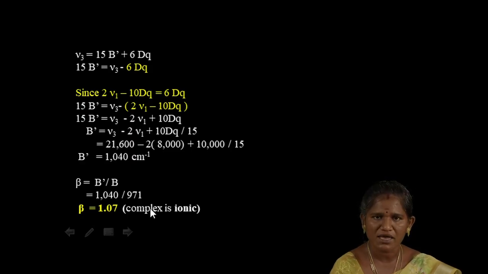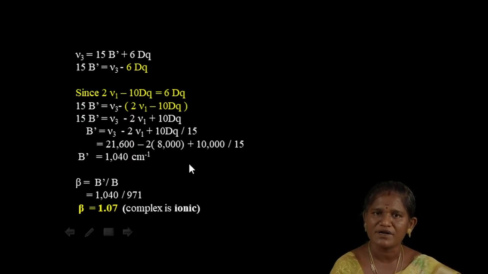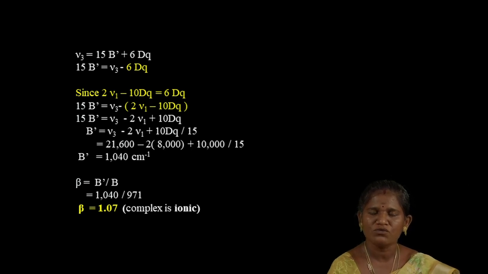So in this way, we can predict the crystal field stabilization energy and also this beta value, that is the nephelauxetic ratio. From the nephelauxetic ratio, we can predict the nature of the complex, whether it is ionic or covalent. So in this way, we can predict the 10 Dq and beta value for high spin transition metal complexes.